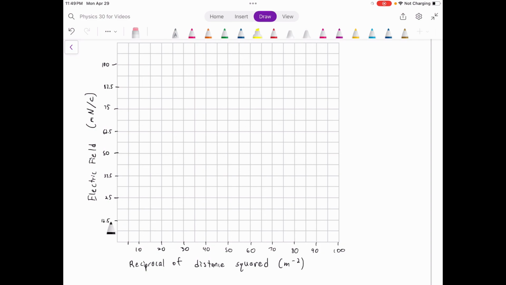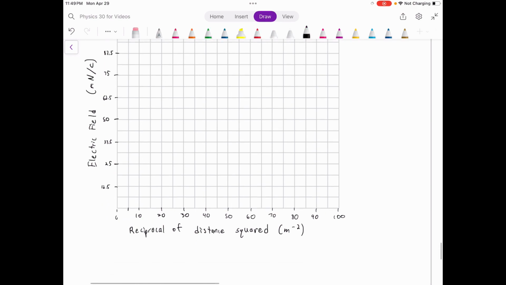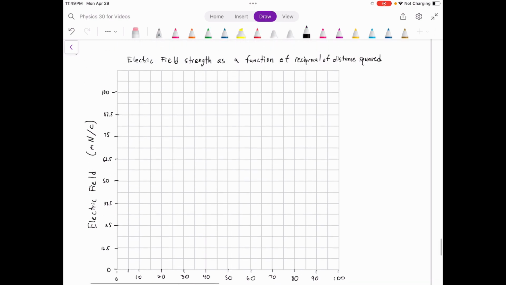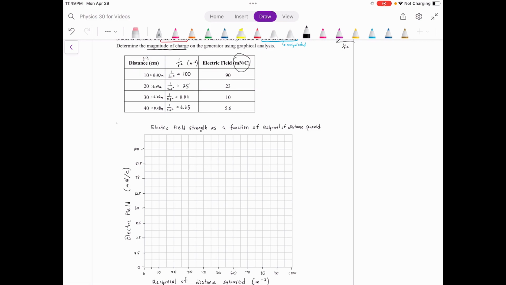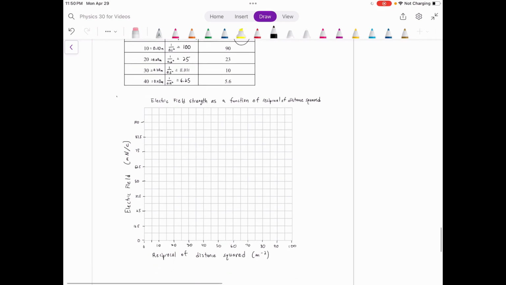Okay, and I just went in and added my halfway points between the major ticks on the y-axis there. And then of course we've got 0 and 0. So now we just got to plot our data points. So remember, these are now our x values. So when x is 100, y is 90. So let me add that point onto the graph. When our reciprocal of the distance squared is 100, the electric field is 90.